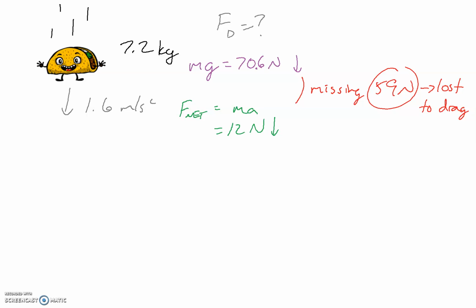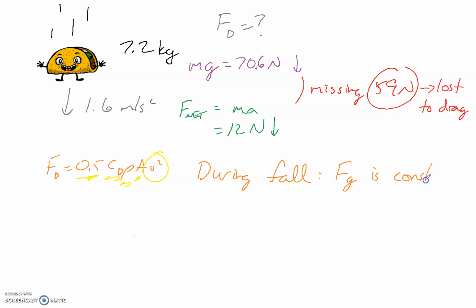Now, if we look at it a little differently, if we go back to that expression that I showed you guys before, 0.5 C_D rho A V squared, as the taco falls and keeps falling, all of these stay the same except for the V. As he falls, his V keeps on getting bigger and bigger. So during the actual fall, the force of gravity is not going to change. That's constant. But the force of drag actually keeps on getting higher because you keep on going faster. So if you keep on falling, the force of gravity pulling you down stays the same, but the force of drag keeps on getting bigger and bigger.